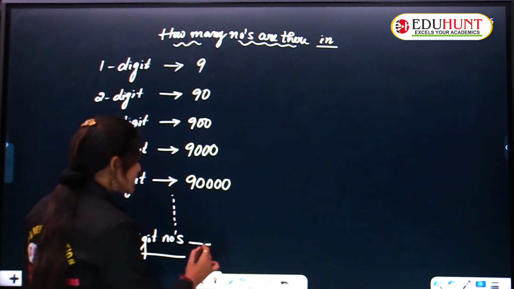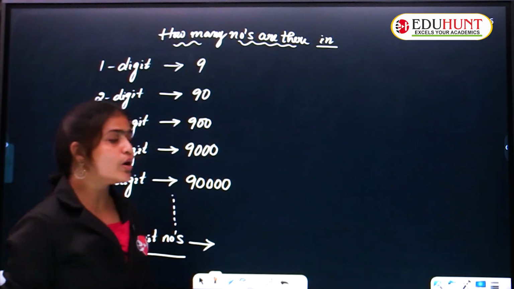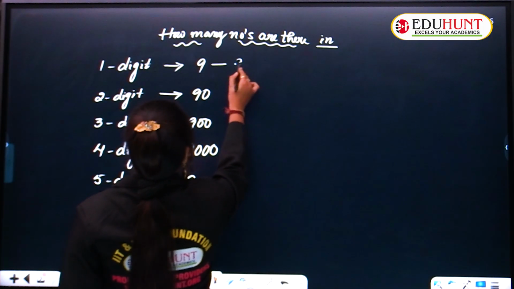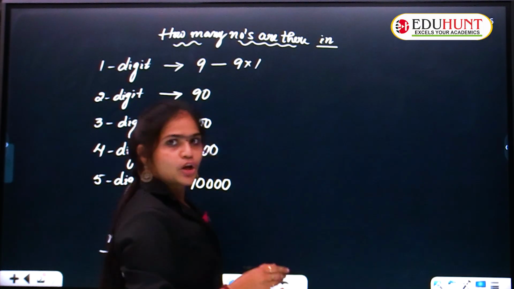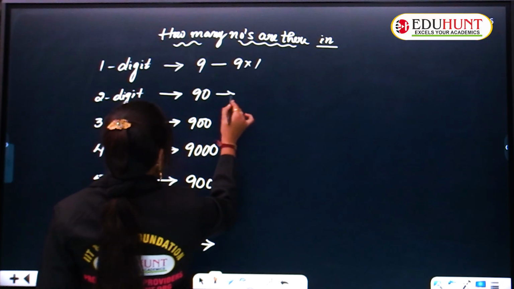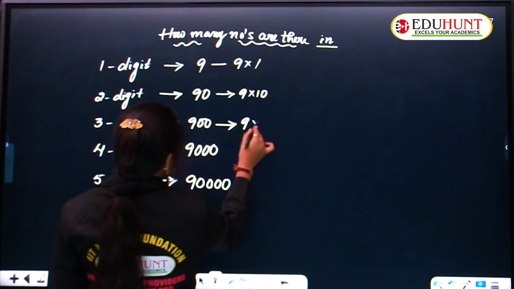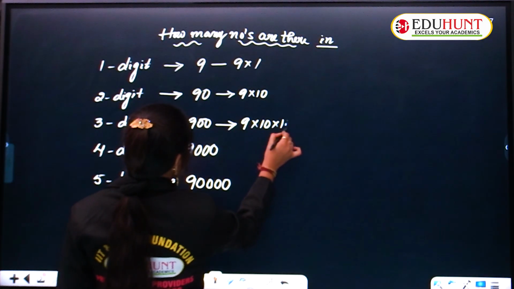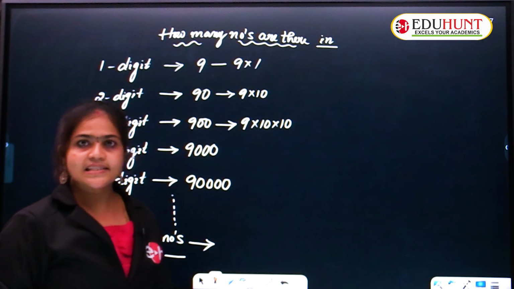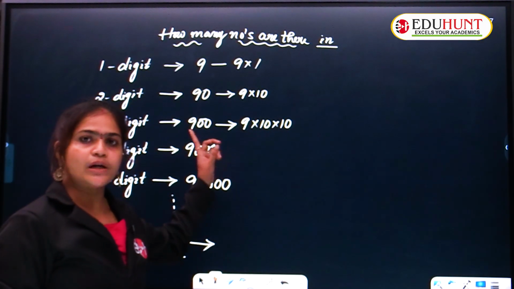To find this, we have one formula. What is that formula? See here. 9, we can write as 9 into 1. Already I told you, no. And 90, we can write as 9 into 10. 900, we can write as 9 into 10 into 10. Shall we write like this? 10 tens are 100 only, no? 100 into 9 is equal to 900.